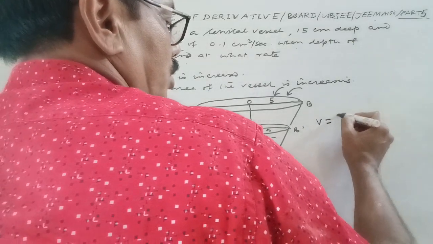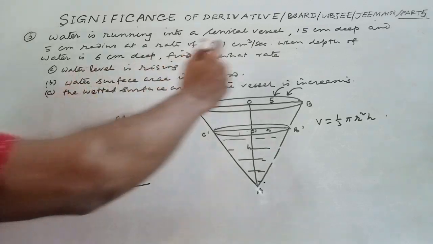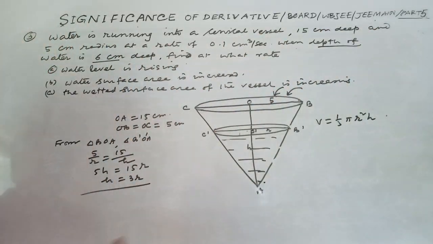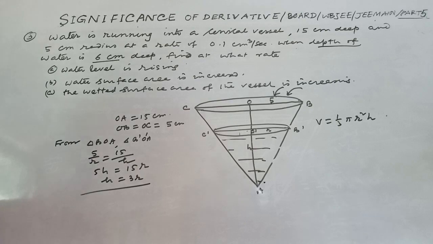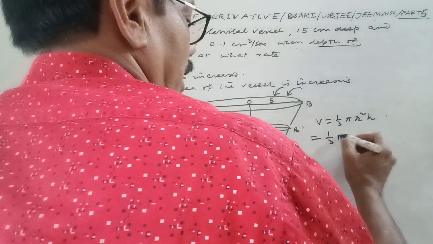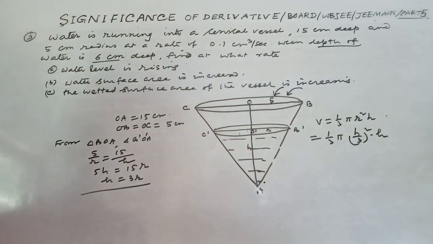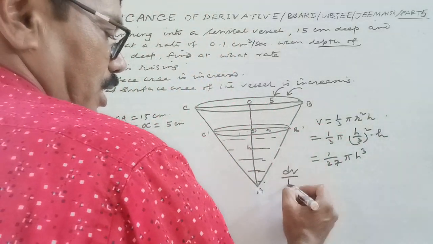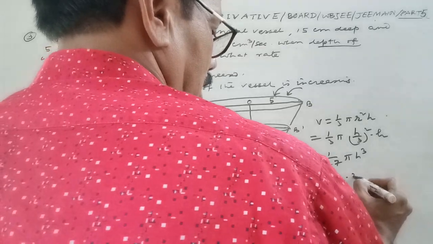Now what is V? V equals 1/3 pi R square H. When the depth of water is 6 cm, H is given, so you have to express R in terms of H. So V equals 1/3 pi, R is H by 3, whole square, into H. So V equals 1 by 27 pi H cube. Now what is dV by dt? dV by dt equals 1 by 27 pi into 3H square dH by dt.